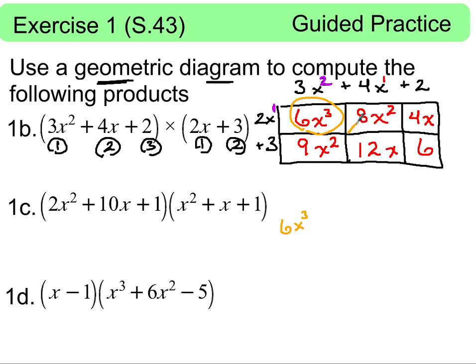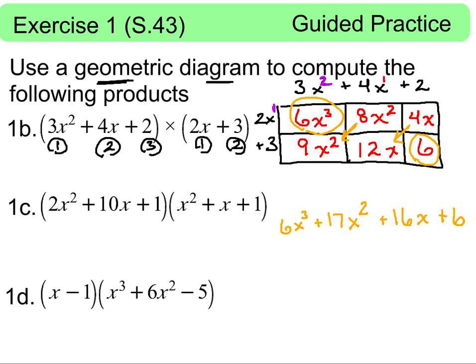We're going to add these two together, so 9 plus 8 is 17. We keep the variable design the way that it is. 4 plus 12 is 16.